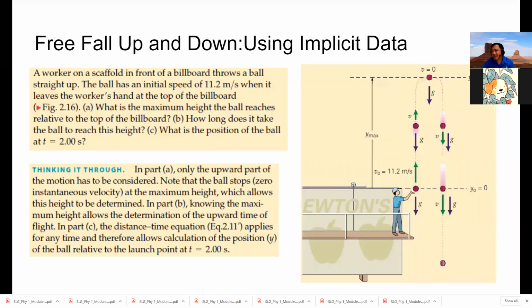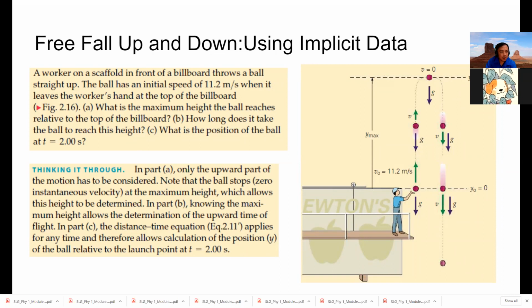So implicit data is at the maximum height, the velocity of that ball is 0. Okay, at the maximum height. And then how long does it take the ball to reach this height? And what is the position of the ball at t equal to 2.00 seconds? So there are three quantities to be solved.